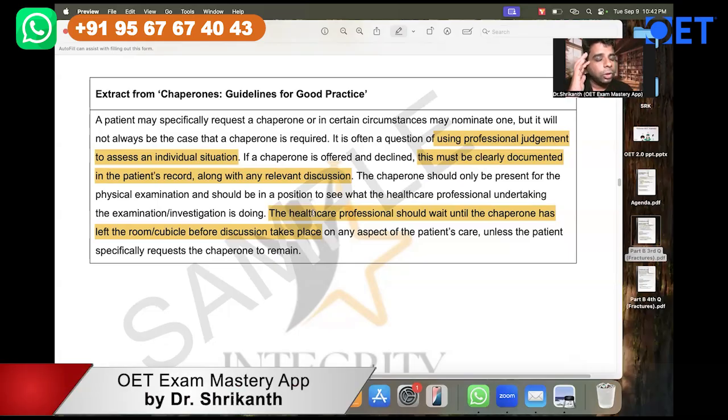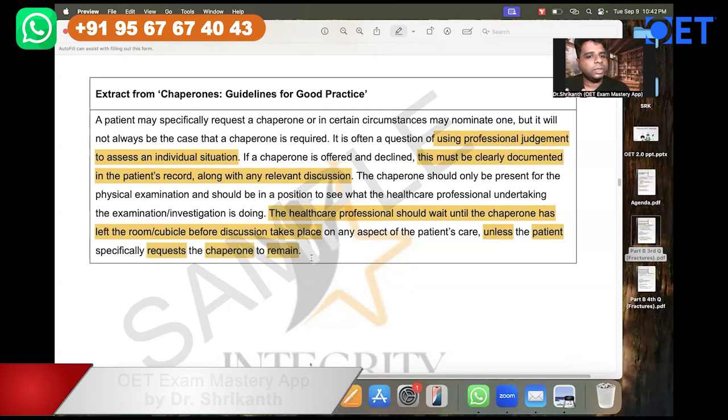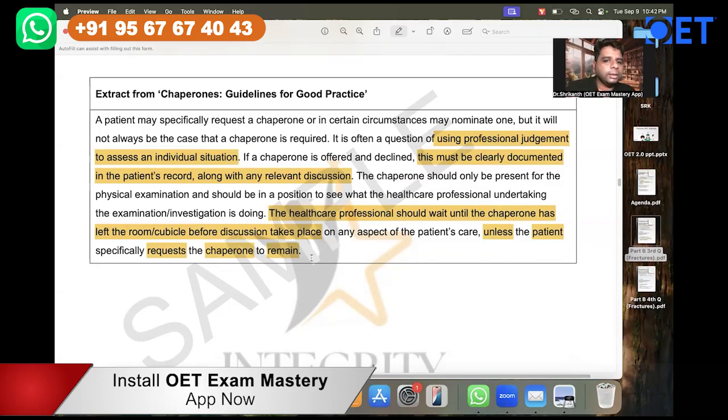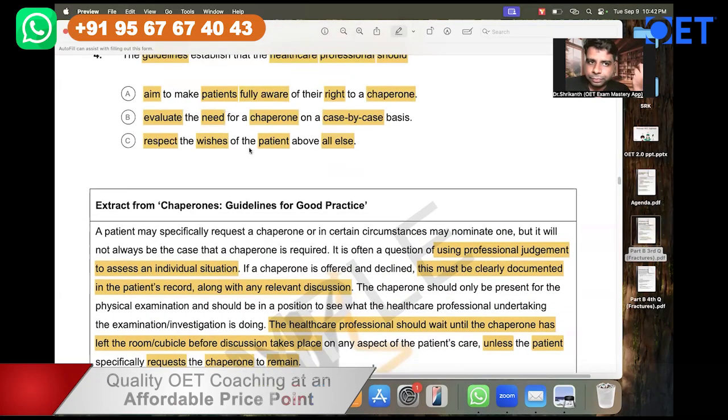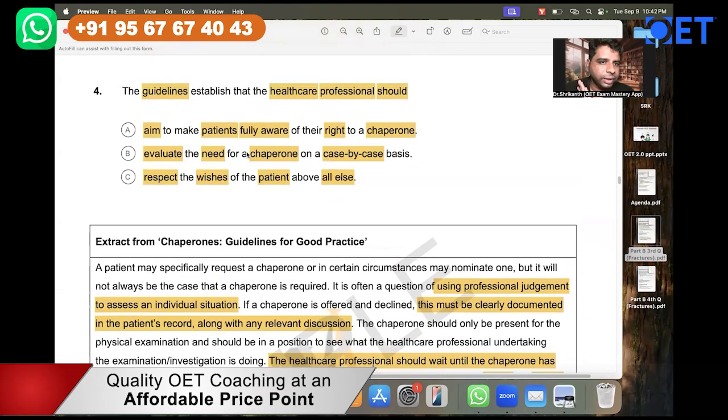The chaperone should not be able to hear their conversation, right? Unless the patient requests the chaperone to remain. But if the patient is requesting, actually let him stay over here, then only in the presence of the chaperone can they have this discussion. But as you can see over here, nothing related to that is mentioned. They have to wait for them to go away, right?